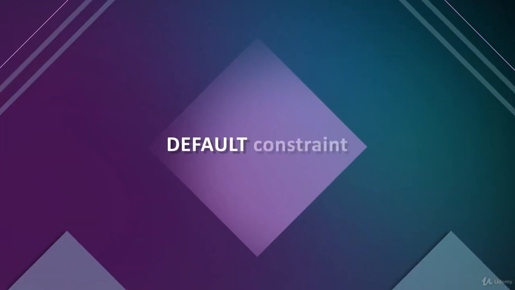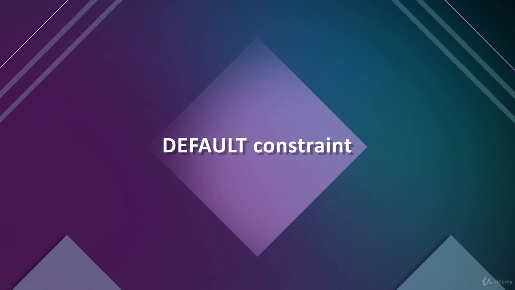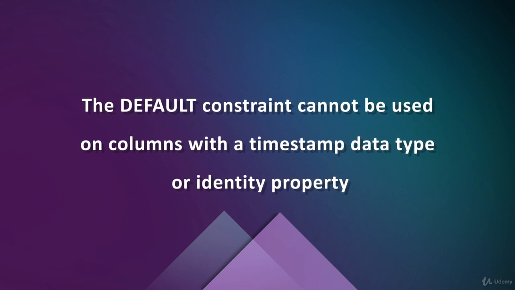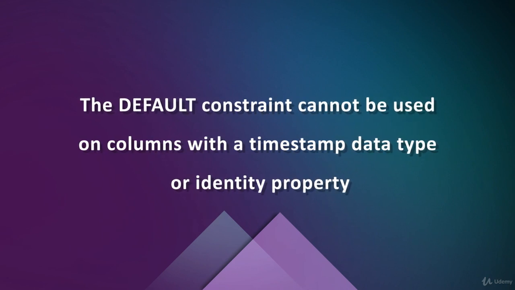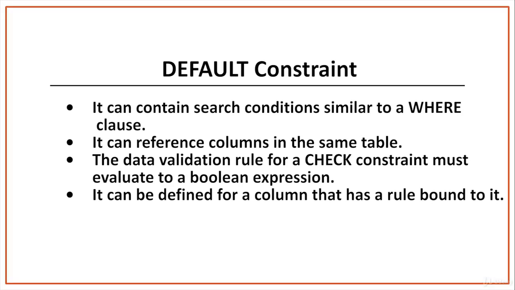And let's talk about default constraint. The default constraint is used to supply a value that is automatically added for a column if the user does not supply one. A column can have only one default. The default constraint cannot be used on columns with a timestamp data type or identity property. Default constraints are automatically bound to a column when they are created. It can contain search conditions similar to a where clause.